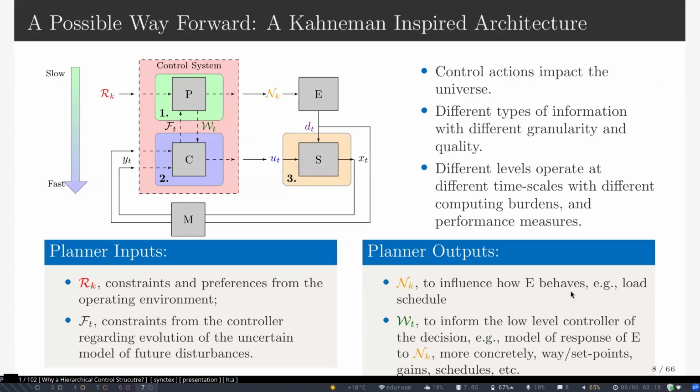Again, with the emphasis on how control actions impact the universe, we have different information types, different qualities, and different levels operating at different times. So take the example in power systems: I think it was from the 1990s that there used to be these low-level PID-type controllers, and then they started having markets replacing the low-level controllers in the operation of the grid. And I think that was a mistake. Again, as an outsider, I can say whatever I want.